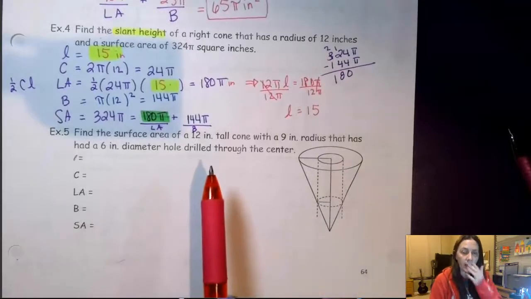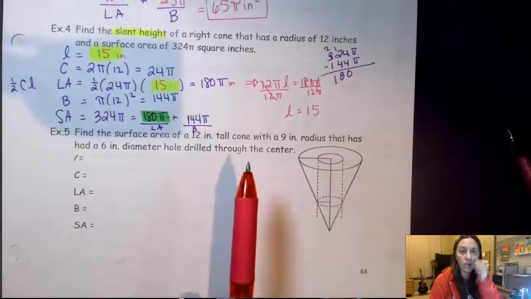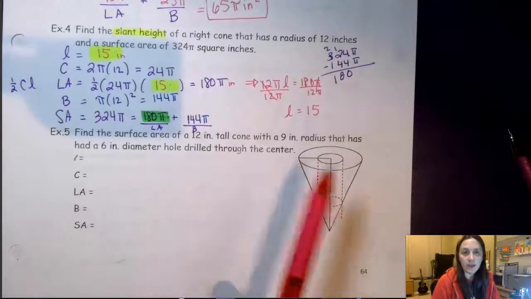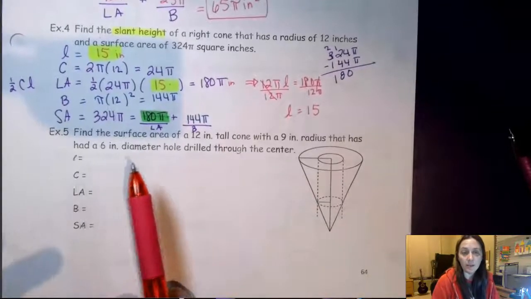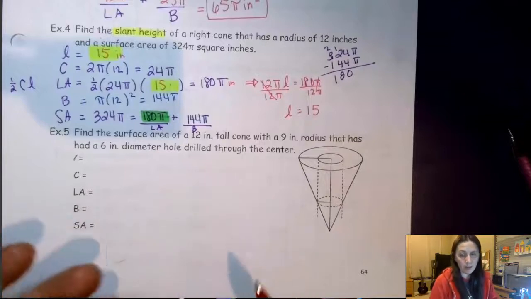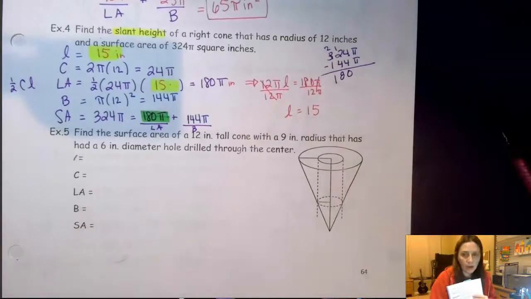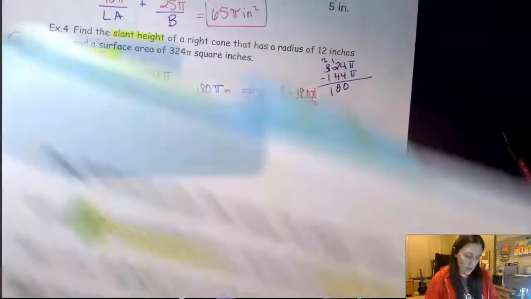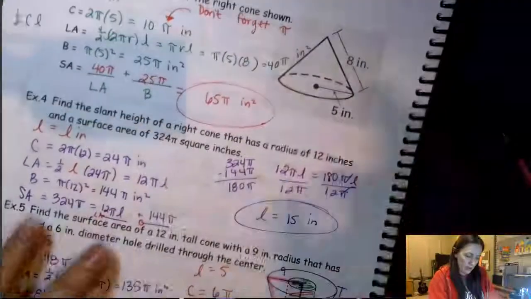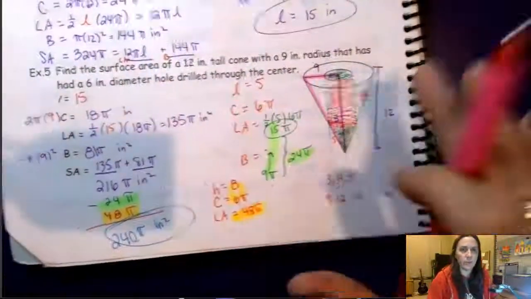Find the surface area of a 12-inch tall cone with a 9-inch radius that has had a 6-inch diameter hole drilled through the center. You're not going to see this a lot, especially right now. So don't freak out about this problem, but those of you who want to pay attention to it, it doesn't hurt. Okay, so here is my work for this problem.